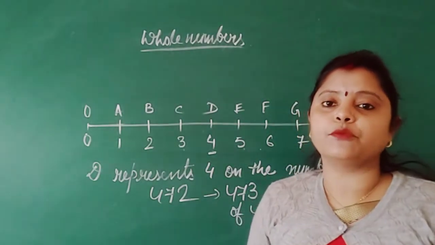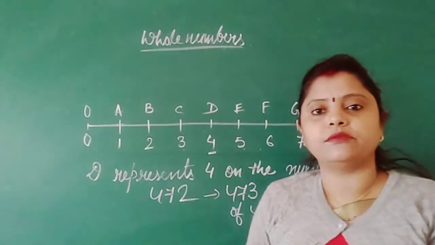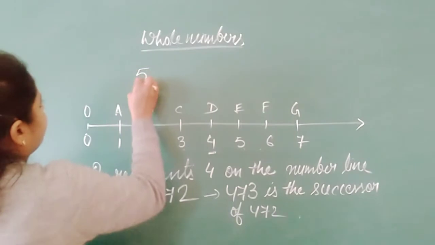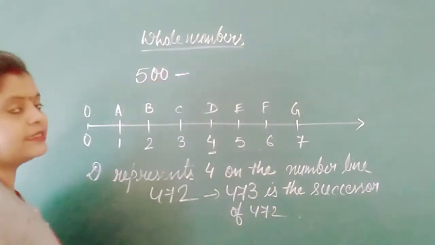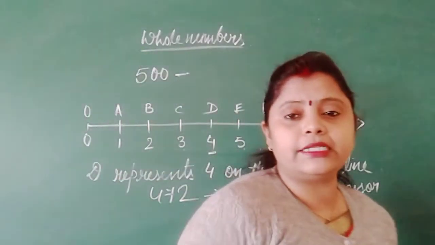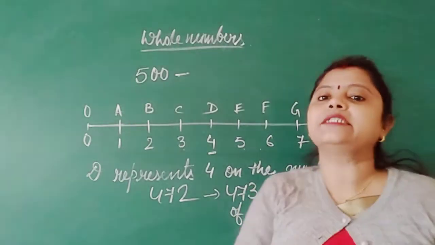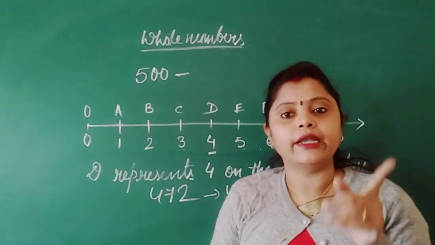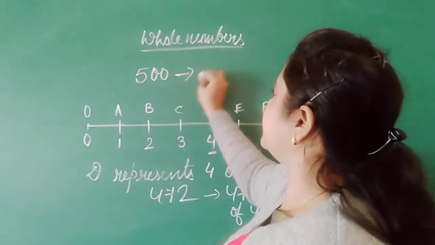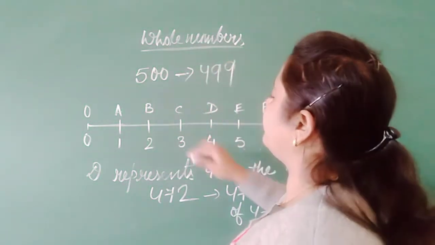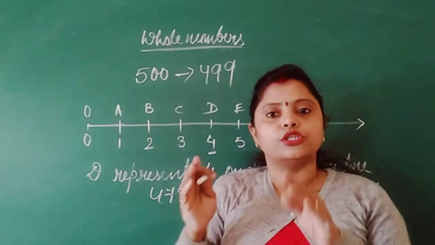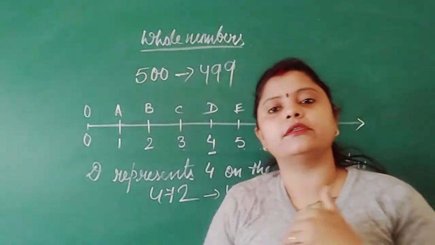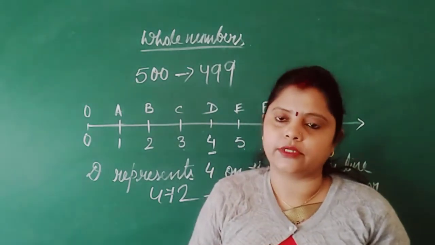Similarly, if someone asks what is the predecessor, meaning one just before, I am writing one number. Suppose the number is 500 and somebody tells us to find the predecessor of 500. So what is coming just before 500? Think. 499. So the predecessor of 500 is 499. So what is your work? For successor you have to do +1, and for predecessor you have to do -1.